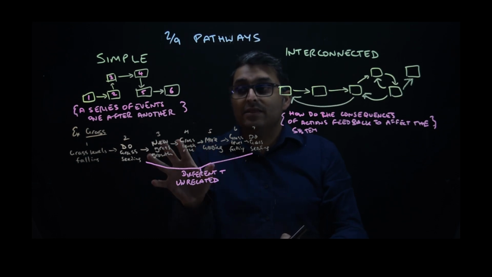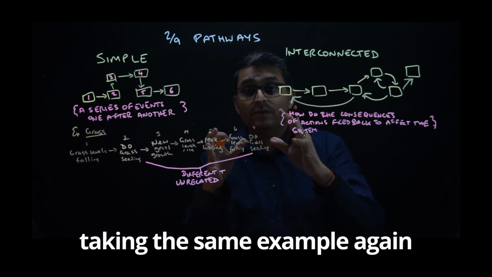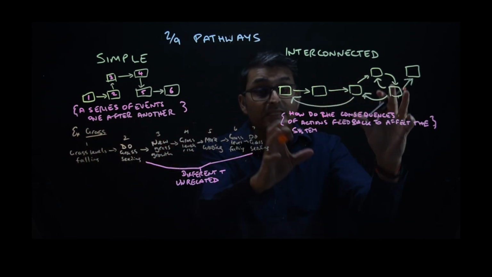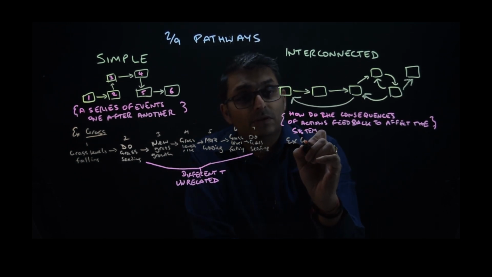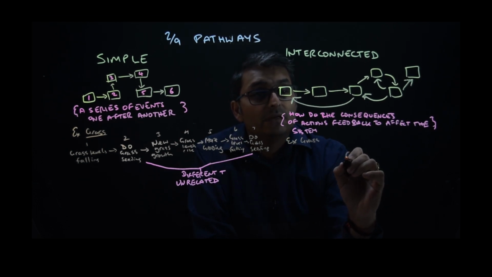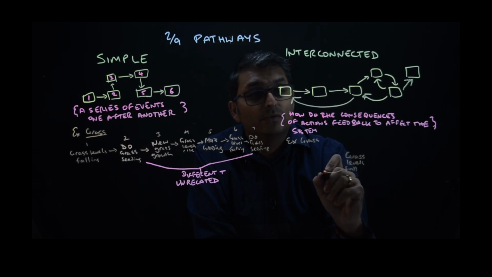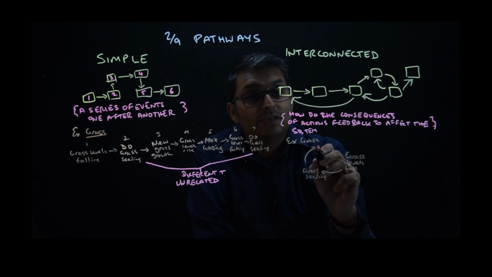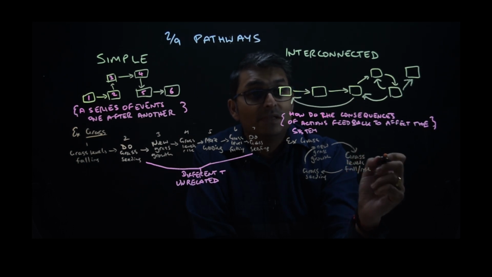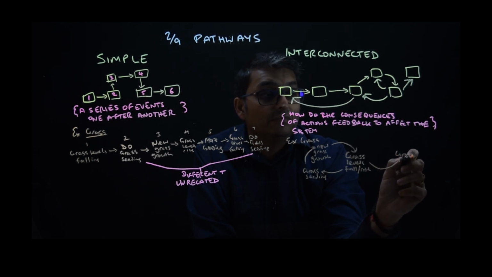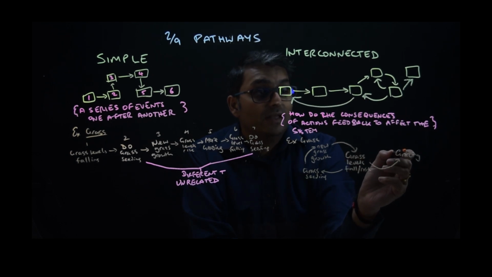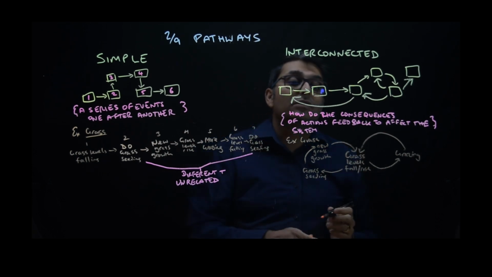So if I take the same grass example and draw it from a simple pathway into an interconnected one, it would look something like this. Grass levels are falling, and so there is grass seeding, and there's new grass growth. That comes back to grass levels rise. And because of that, we have another loop of grazing. Animals graze on the grass, and that leads to, again, grass levels falling.